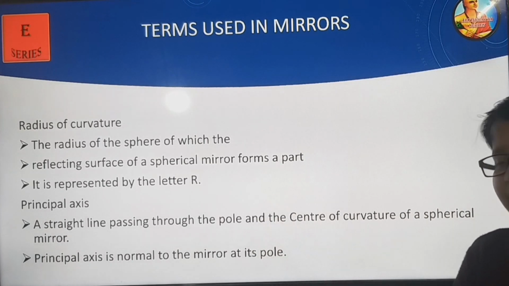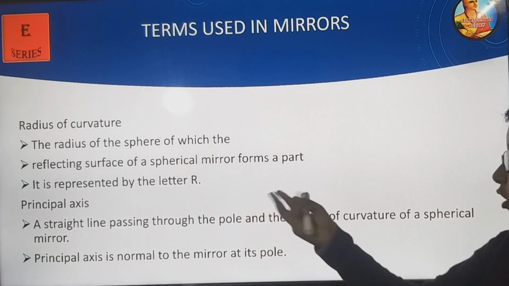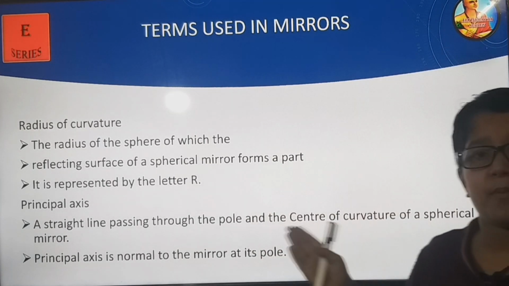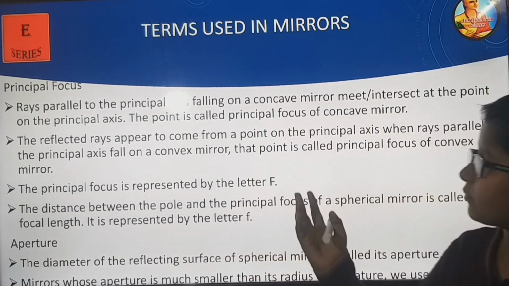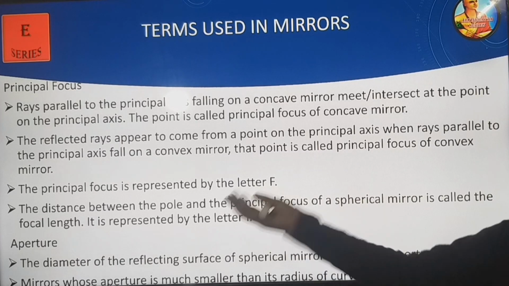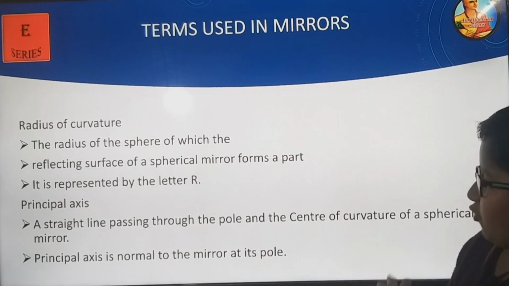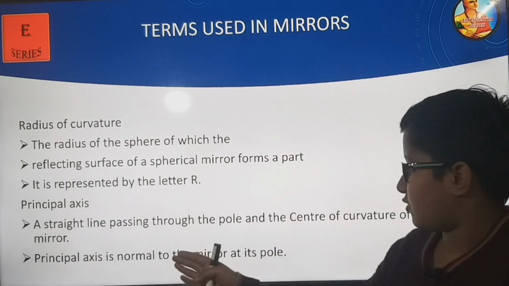Principal axis: a straight line passing through the pole and the center of curvature of a spherical mirror. The principal axis is normal to the mirror.